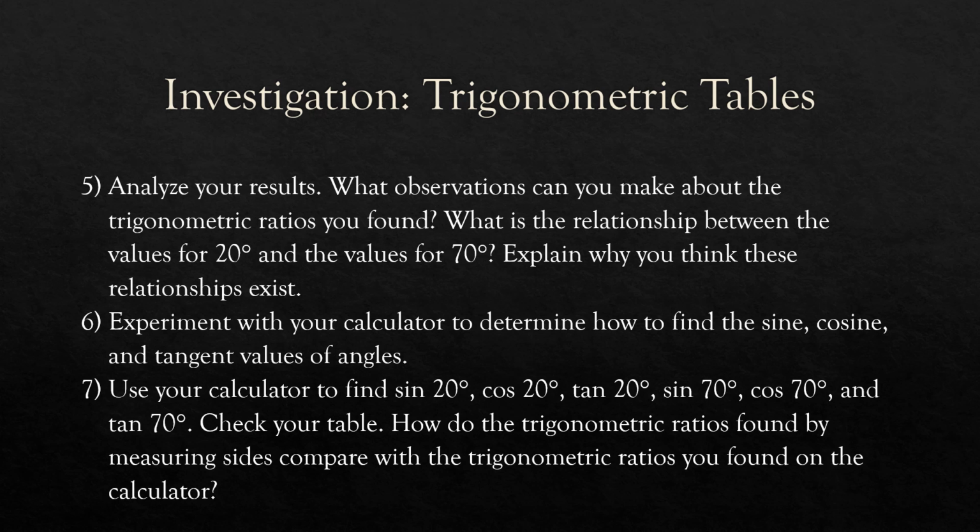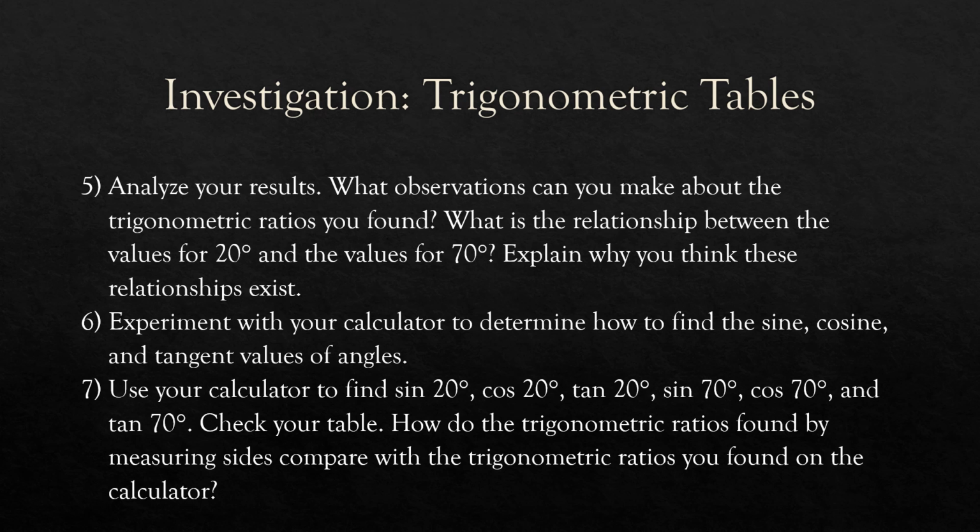Then you're going to analyze your results. What observations can you make about the ratios you found? Is there a relationship between the values of 20 degrees and the values for 70 degrees? You should be able to find some relationships that exist. Then you're going to experiment with your calculator, determine how you find sine, cosine, and tangent.